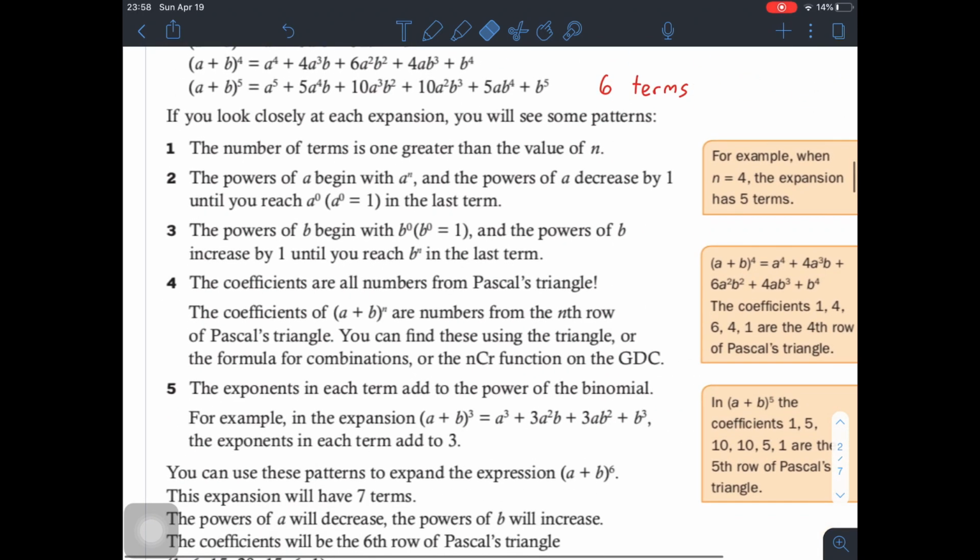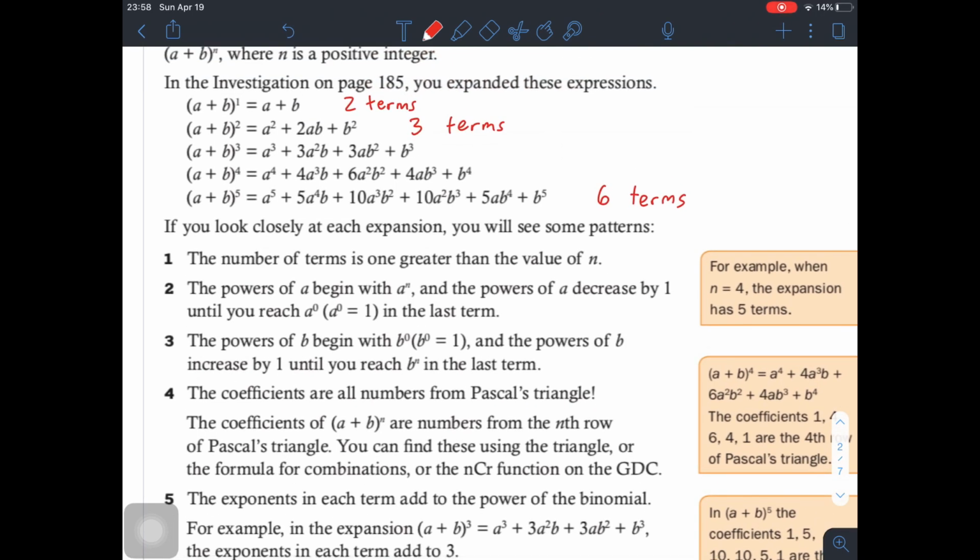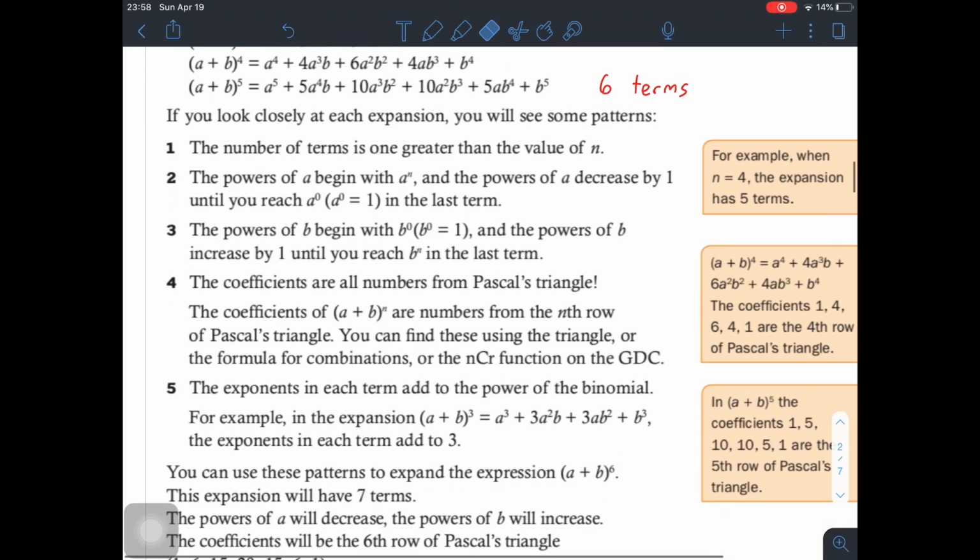Then we have property number 4, which says the coefficients are all numbers from Pascal's triangle. That's what I told you. All of the coefficients, this is 1, 1, 1, 2, 1, 1, 3, 3, 1, 1, 4, 6, 4, 1, and so on. All of these coefficients in front of the terms are coefficients from Pascal's triangle. It says the coefficients of a plus b to the power of n are numbers from the nth row of Pascal's triangle. You can find this using the triangle, the formula for combinations, or the nCr function on the GDC. So there are different ways we can find these coefficients.